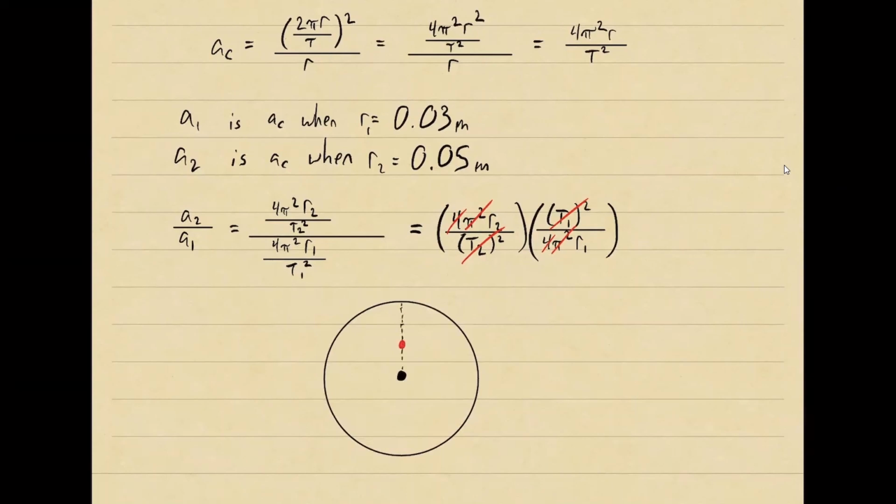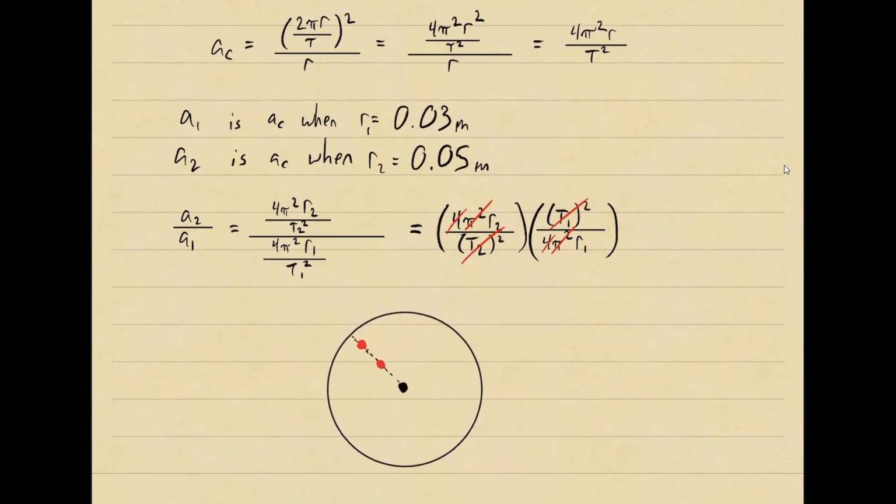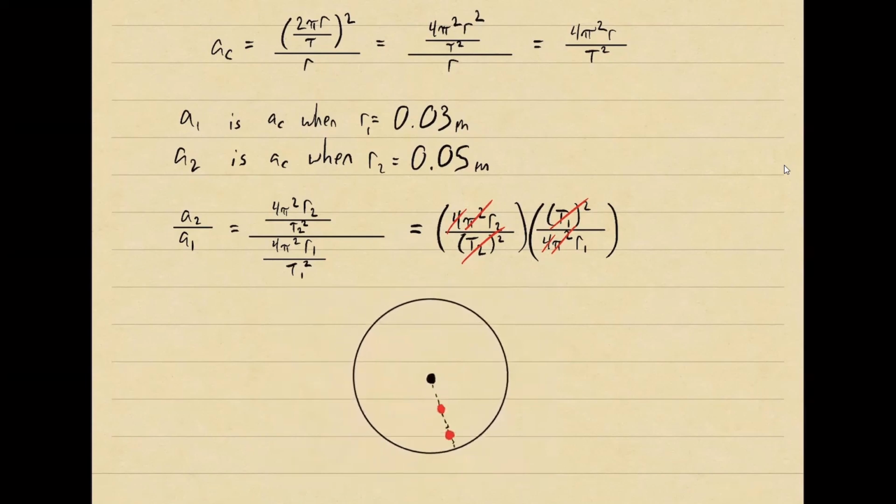If we have a point here, let's say that's 3 centimeters away from the center, and then we have a point here, which is 5 centimeters away, I want you guys to notice that even as this thing goes around, both these points are going to be rotating with the same period. So as they rotate, they're both going to rotate together.